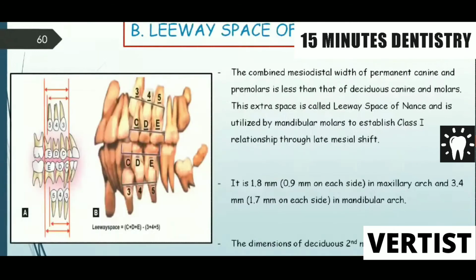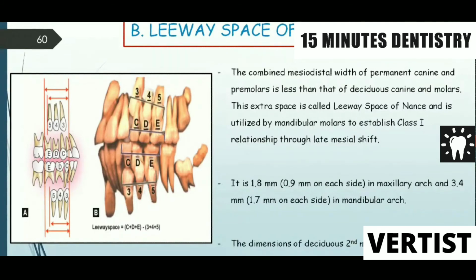Self-explanatory. Next. This is another phenomenon that you will see in case of mixed dentition, that is called as Leeway space of Nance. You see the diagram on the left, CDE combined with 345 combined with. Leeway space is equal to CDE minus 3, 4 and 5. What does it mean? It means the combined mesiodistal width of permanent canine and premolars is less than that of deciduous canine and molars. This extra space is called Leeway space of Nance and is utilized by mandibular molars to establish classical relationship through late mesial shift.